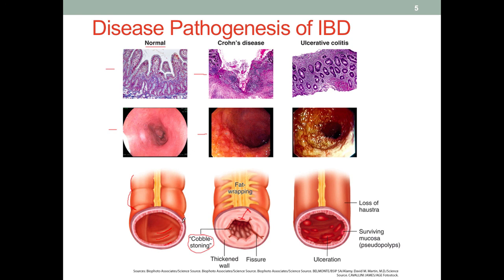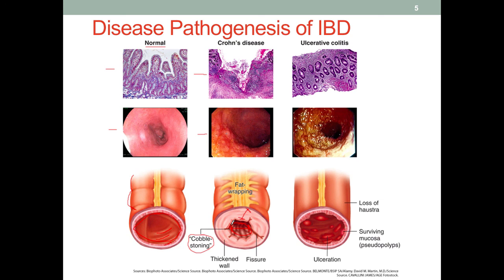In addition, the thickening of the wall results in the narrowing of the lumen. So if we look at how big the space is over here for the normal lumen, and then come over here, we can see that the diameter is much smaller in the colon affected by Crohn's disease. And we can imagine what symptoms our patients with a narrowed lumen would be experiencing.